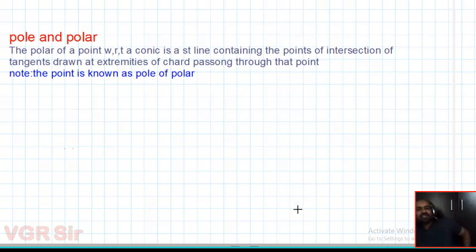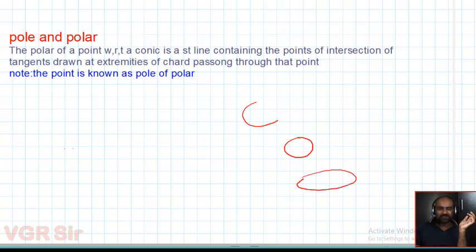Okay, students, another important concept, pole and polar. First of all, I will explain the definition of pole and polar for any conic. Observe here. Any conic, this is parabola, this is circle, this is ellipse, for any conic, hyperbola also, that is not a big problem.